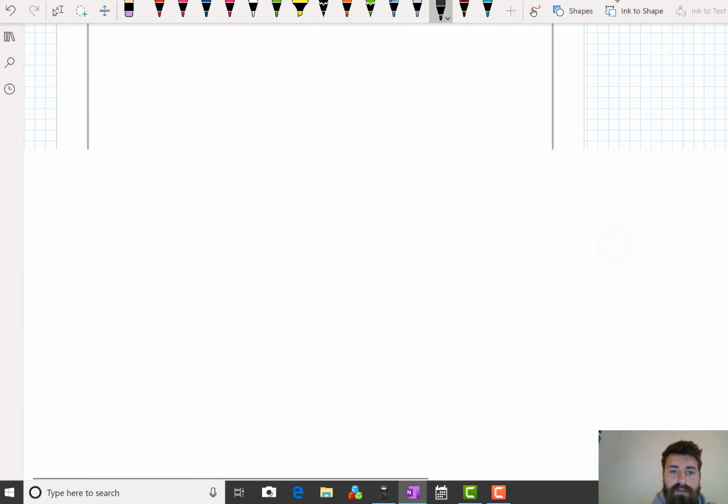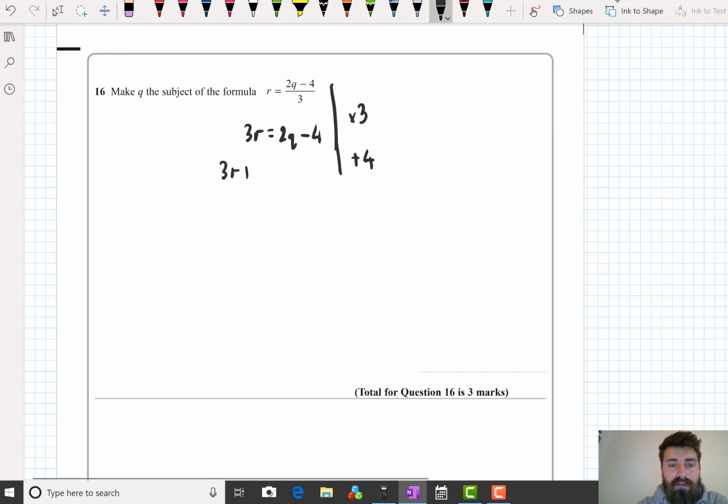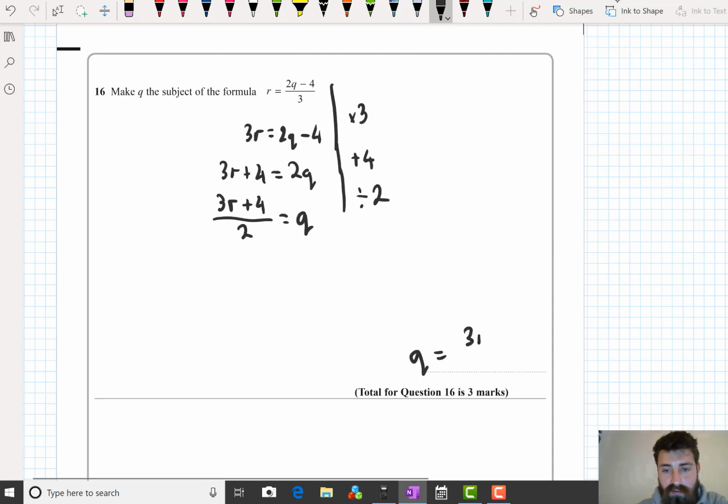Make Q the subject of the formula. That means I need to get Q on its own because currently R is the subject of this formula. So, times it by 3. 3R equals 2Q subtract 4. And next thing, move that negative 4 across to the other side by adding 4. 3R, add 4 equals 2Q. Last step, do the opposite of timesing by 2, divide by 2. 3R plus 4, all of that divided by 2. That's what Q is. It's the subject of the formula. Yes, it's on the right hand side. No, it's not the end of the world. You could also swap it round like this if you so wish.